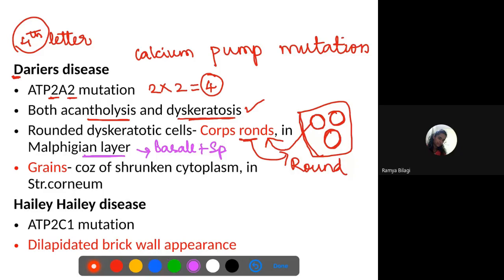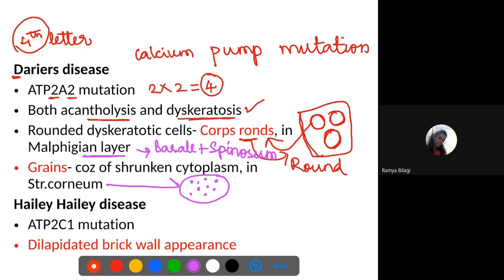Okay. So you see corps ronds in the Malpighian layer, and there is something called grains, which you see in Darier's disease. That is because of the shrunken cytoplasm. The cytoplasm gets shrunken and they form a grain-like structure. And this you see in the stratum corneum layer. This was about Darier's disease.